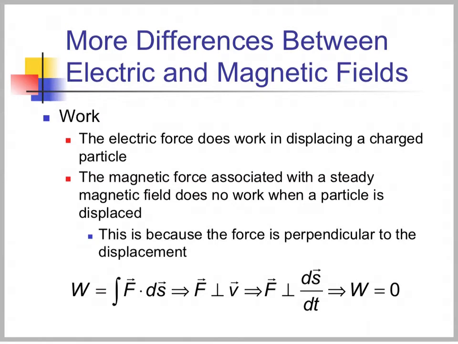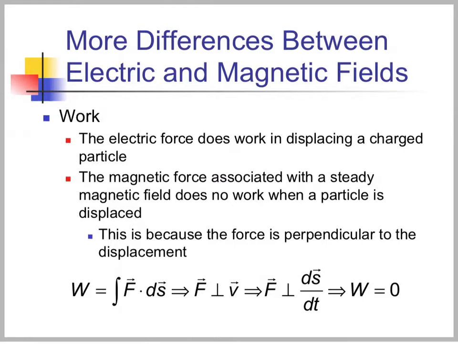And the electric force does work in displacing a charged particle. However, the magnetic force associated with a steady magnetic field does no work when a particle is displaced. It's because the force is always perpendicular to displacement. If we remember our equation for work, it's the integral of F dot ds. But the force is proportional to v cross B, so it's perpendicular to velocity, so force is perpendicular to ds. When we take the dot product of two vectors that are perpendicular, we get 0. Therefore, the work done on a particle by a magnetic field is always 0.